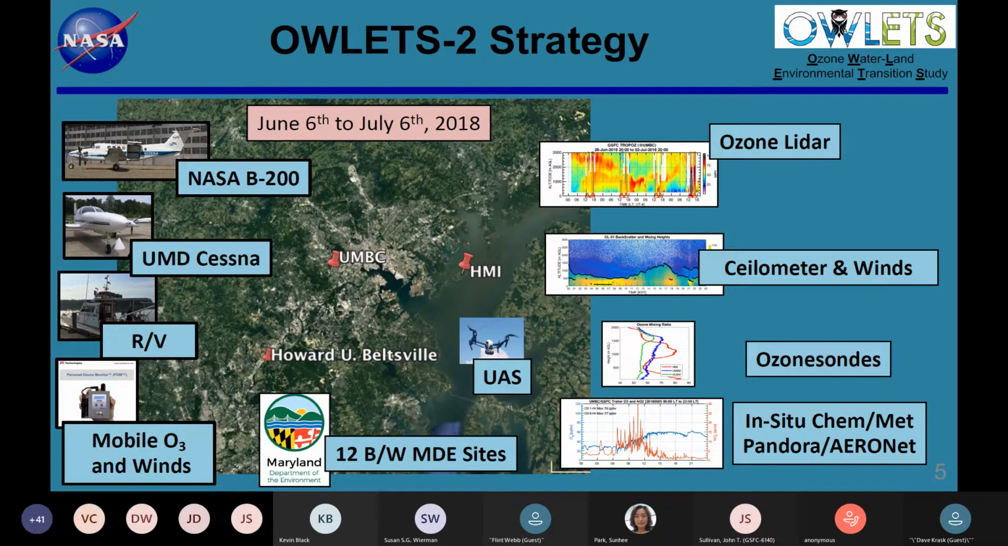We were also able to bring in an aircraft. The NASA B200 hosted the GeoTASO airborne spectrometer to map below aircraft NO2 columns. So if you want to jump to the next slide, I can describe that a little more in detail with some data.